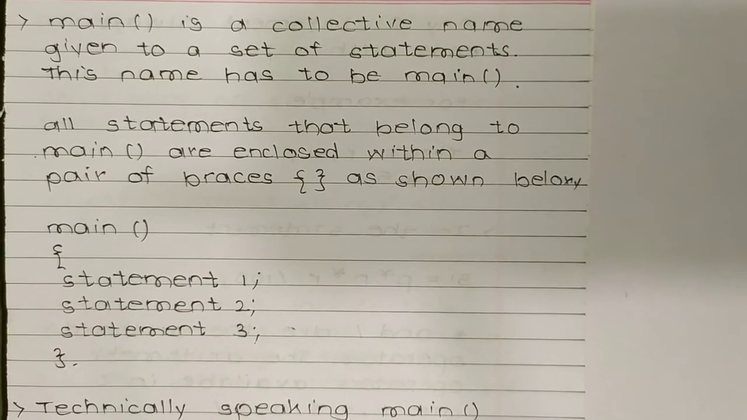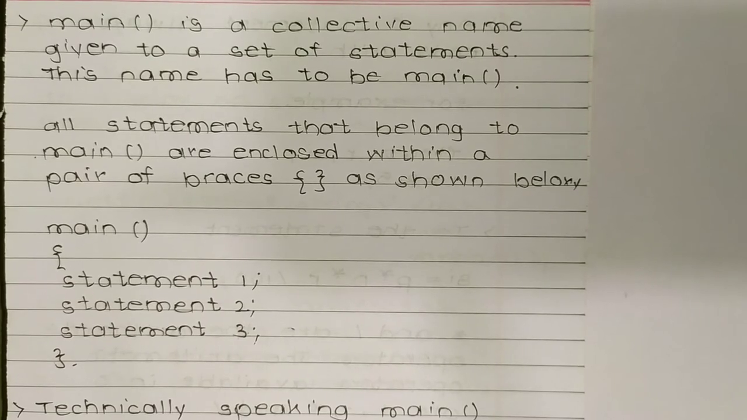Main is a collective name given to a set of statements. This name has to be main. So this is basically a function. It is a collective name given to a set of statements, and this has to be main. All statements that belong to main are enclosed within a pair of braces as shown below.